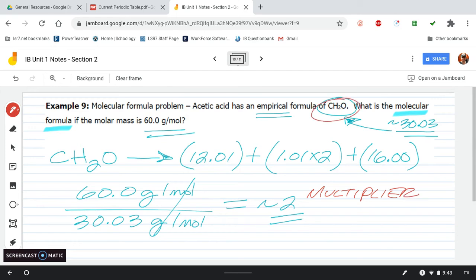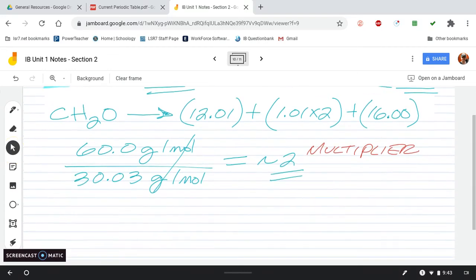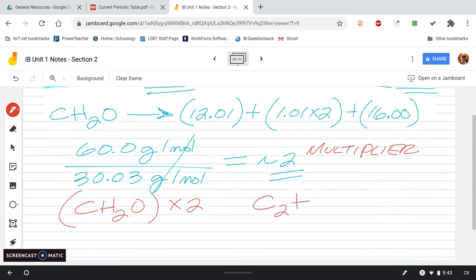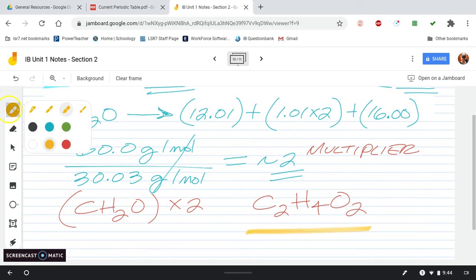So we're going to take CH2O and multiply everything in there by 2. That's going to give us C, well, 2 times 1 is 2, and H, 2 times 2 is 4, and O. And there we go. That is our answer. That is our molecular formula.